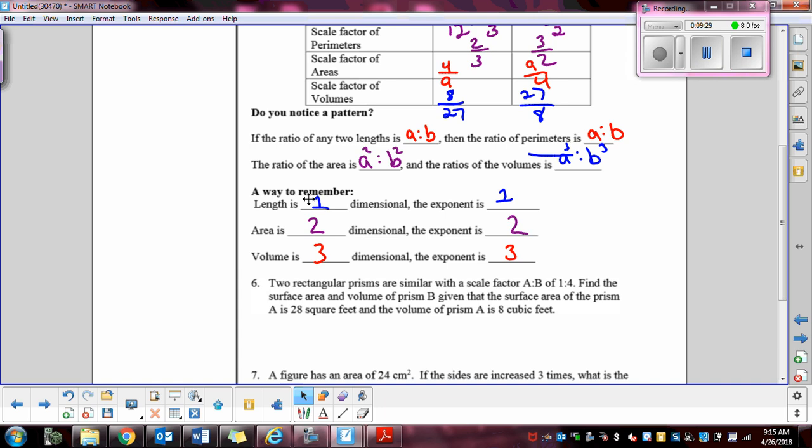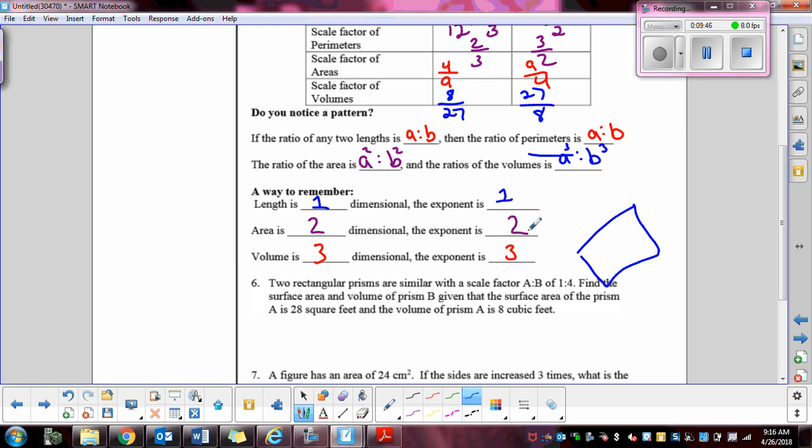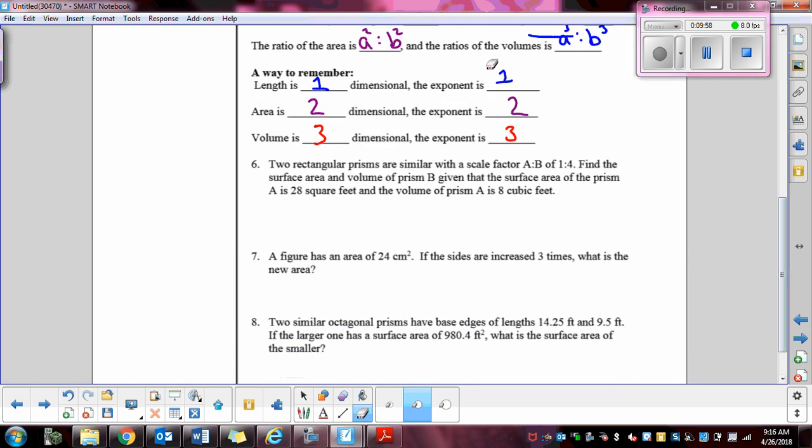Remember that length is one-dimensional, just a straight line. We're trying to find the length of something that's a straight line in the first dimension, so the exponent is 1. Area is 2-dimensional, so the exponent is 2. And if you're trying to find the volume of a cube, this is 3-dimensional, so the exponent is 3. Remember, a volume has to be one of our solids, the geometric figures we're learning about.